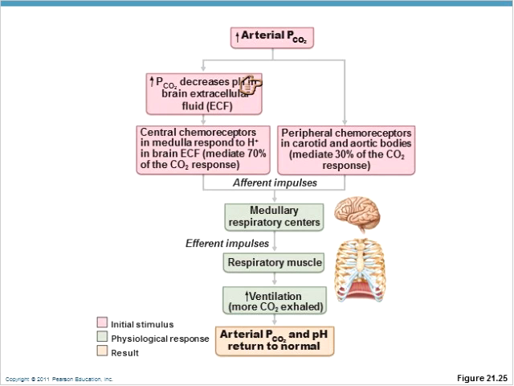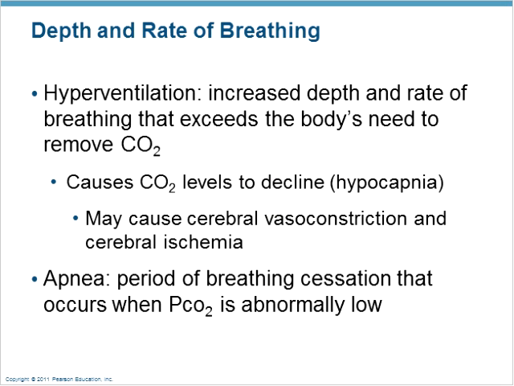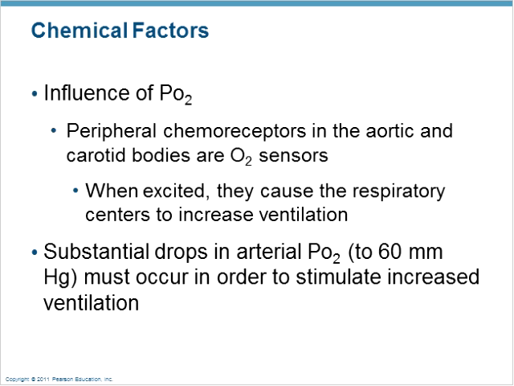This takes you to the process of arterial CO2 and the depth and rate of breathing. Hyperventilation increases the depth and rate of breathing beyond the body's need to remove CO2. So it causes CO2 levels to decline, causing hypocapnia. That can cause cerebral vasoconstriction and cerebral ischemia. And so what do you do when you hyperventilate? Eventually you pass out because your body can't take that, and your body tries to equalize it. Apnea is a period where you don't breathe at all, and that occurs when the PCO2 is abnormally low. So you get a feel for what's going on here.